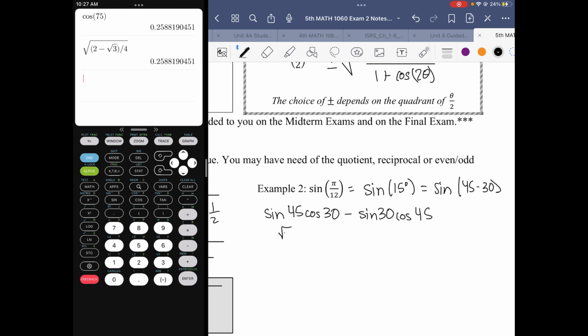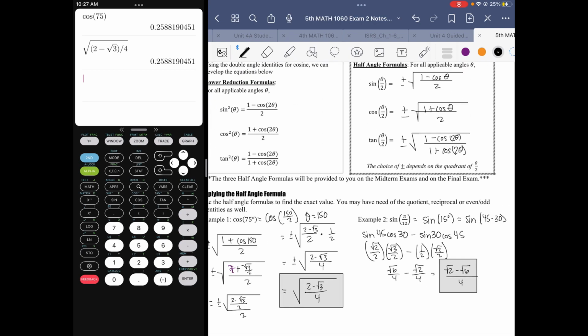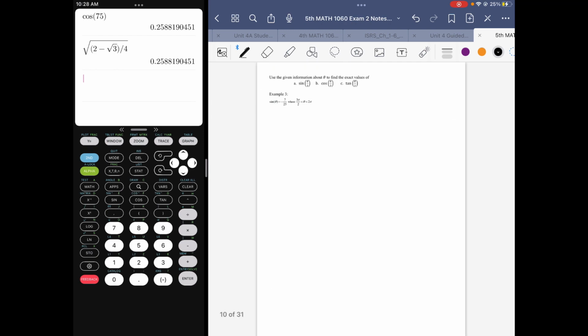And then the sine of 45 is root 2 over 2. The cosine of 30 is root 3 over 2. Sine of 30 is 1/2. And the cosine of 45 is root 2 over 2. Then this turns into root 6 over 4 minus root 2 over 4. It doesn't actually matter which one comes first, the 2 or the 6. I just, out of habit, write the smaller one first. So there you go. That's a lot easier. You could have done that a different way, and that's fine if you did. That's the one that makes the most sense to me.